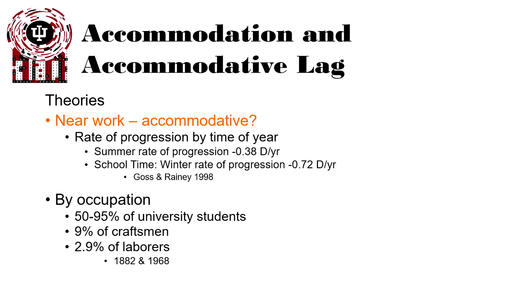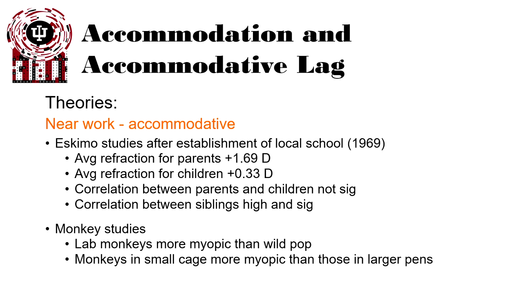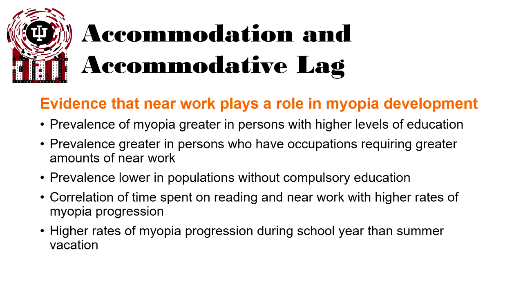We also know that occupations tend to have higher levels of myopia depending upon how much near work they do. University students, as an example, have high levels of myopia, whereas laborers and craftsmen tend to have lower levels of myopia. We've also known that when you introduce school and education into a system, you see a shift from more hyperopia to more myopia as you introduce education into school systems and different populations. There's been plenty of evidence that shows that near work may play a critical role during myopia development.